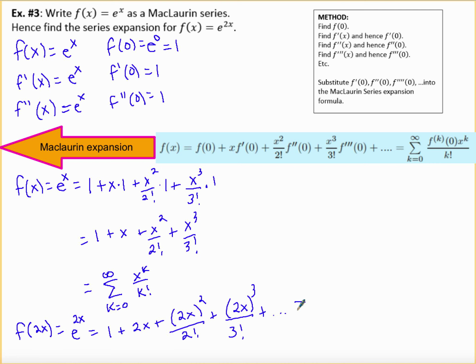And we can actually say that that equals the sum. I'm going to go a little bit more than I said that I would. I'm going to go ahead and write the series instead of just the series expansion. And this is going to be just the original with a 2x instead of an x substituted in.